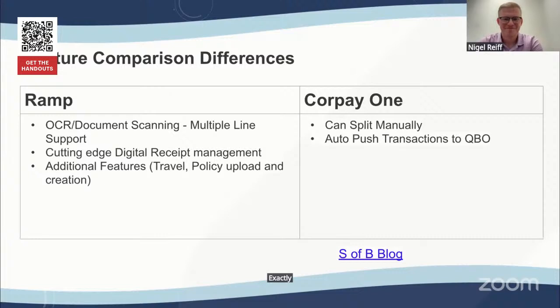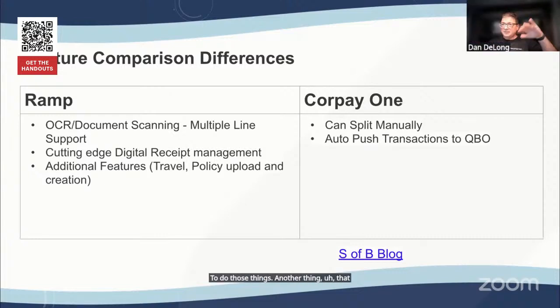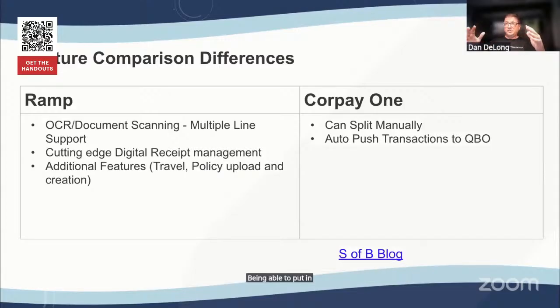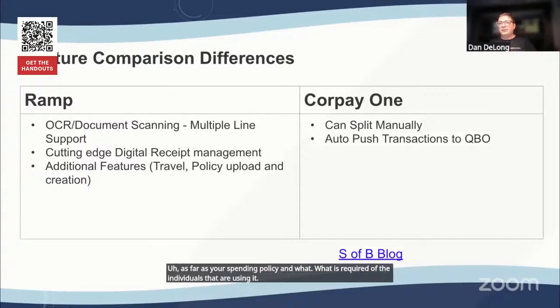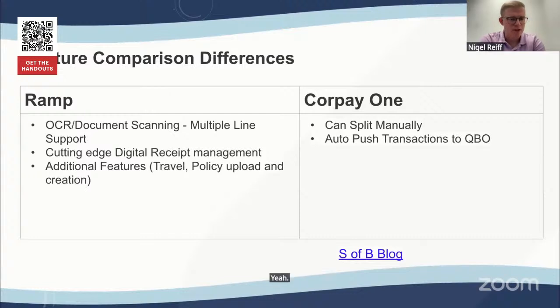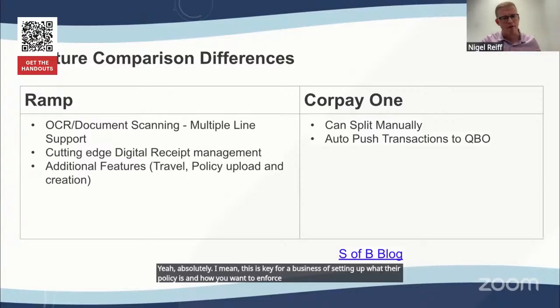Exactly. Another thing that gives a nod or a difference to Ramp is the additional features, being able to put in and have it help you create your spending policy and what is required of the individuals that are using it. And then you also have travel options. You want to talk a little bit about those things there? Yeah, absolutely. This is key for a business: setting up what their policy is and how you want to enforce expenses, bills, and travel. And Ramp helps to ingest that and then enforce it for you.